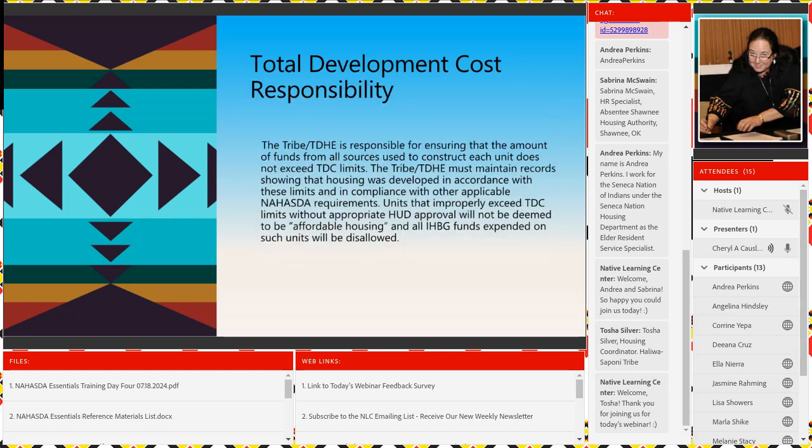So the tribe or TDHE is responsible for ensuring that the amount of funds from all sources used to construct each unit does not exceed the TDC limit. The tribe or TDHE must maintain records showing that the housing was developed in accordance with these limits and in compliance with other applicable NAHASDA requirements. Units that improperly exceed the TDC limits without the appropriate HUD approval will not be deemed to be affordable housing, and all block grant funds expended on such units will be disallowed.